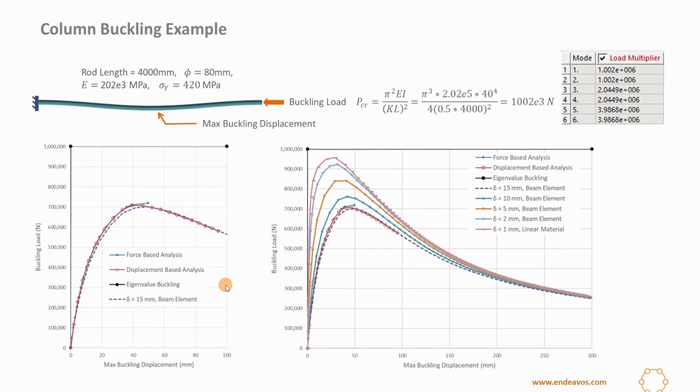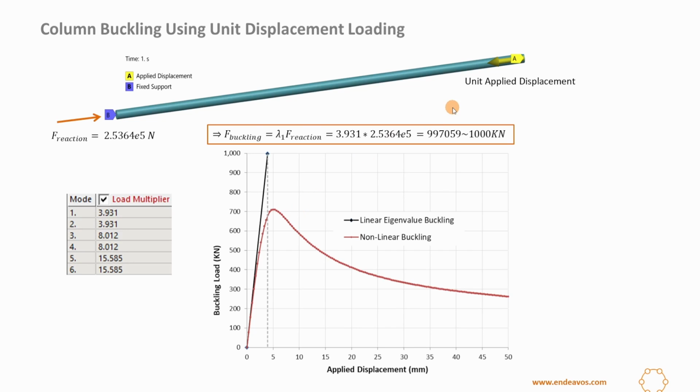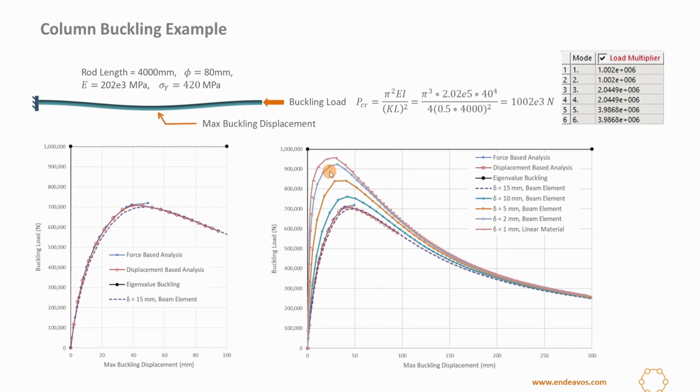Back in the rod example, the way I would do this problem is like this. Instead of a unit force, I will be applying a unit displacement. This is in step 1. This unit displacement gives me a reaction force of this magnitude. In step 2, the first buckling load factor is 3.931. So I'm basically multiplying the reaction force with the load multiplier to get my buckling load. And you can see that I'm getting the same value of 1,000 kilonewtons that I was getting in this previous analysis.